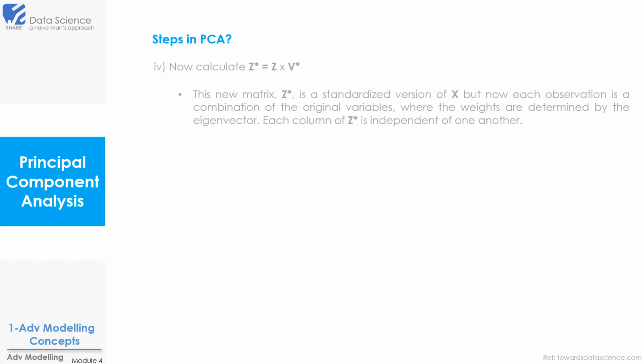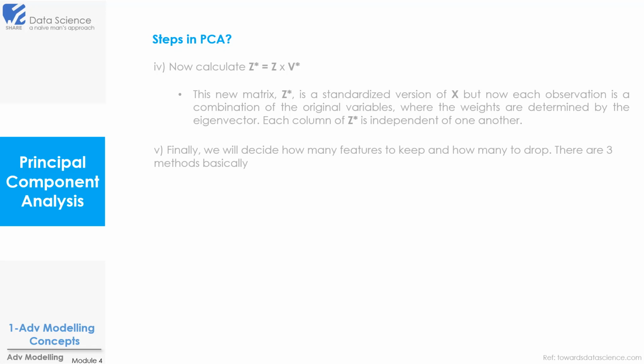Now in the next step, we calculate Z star as Z into V star. This new matrix Z star is a standardized version of X, but now each observation is a combination of the original variables, where the weights are determined by the eigenvectors, and each column of Z star is independent of one another. Then finally we decide how many features to keep and how many to drop.